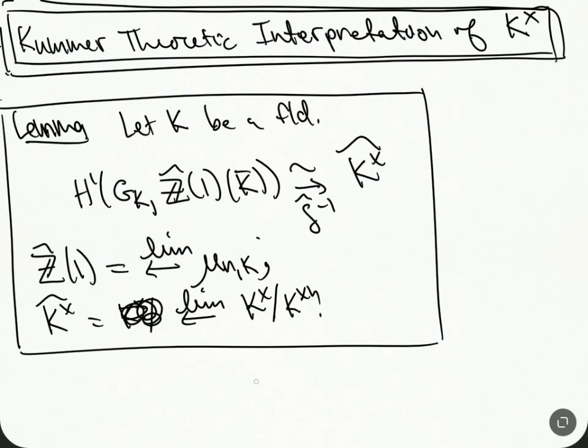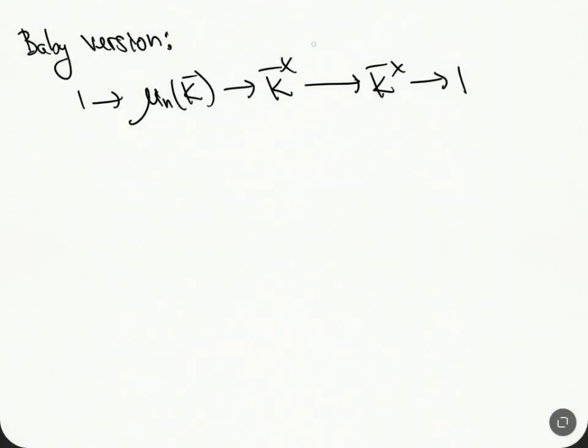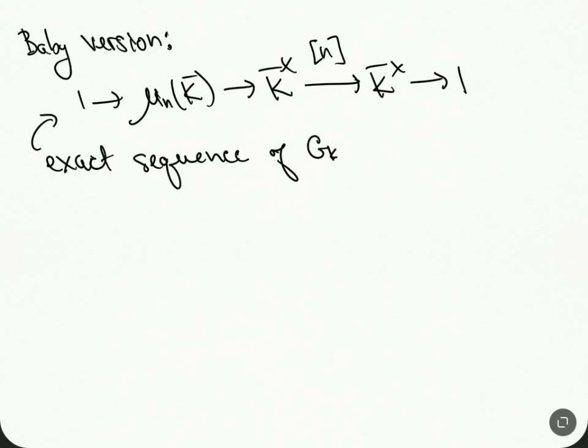I don't know if I said this, but here, K bar in this setting is the algebraic closure of this field. So this is multiplication by n. The kernel of multiplication by n is the nth roots of unity. And so this is an exact sequence of GK modules, because GK acts on all of these things, and all these maps are equivariant with respect to this GK action. GK is the absolute Galois group of K, the Galois group of K bar over K.